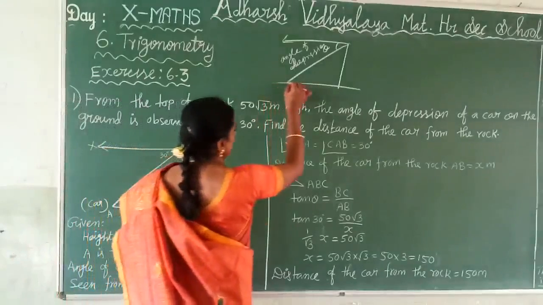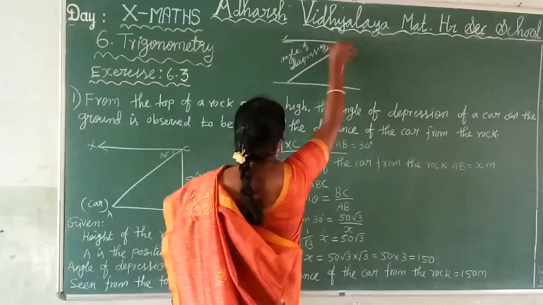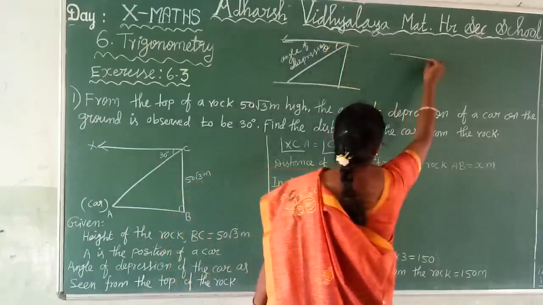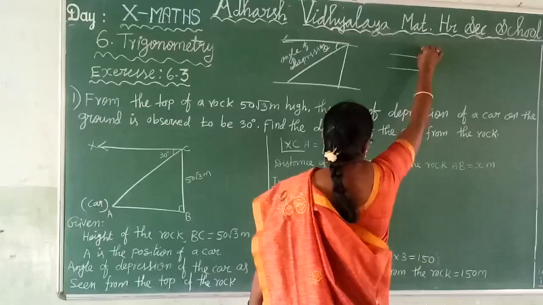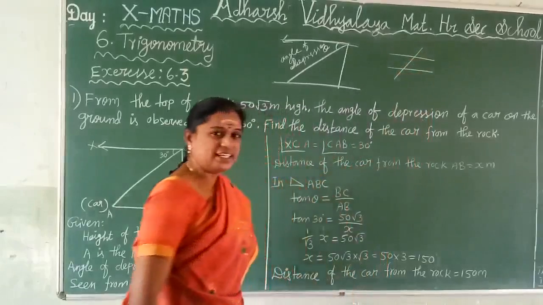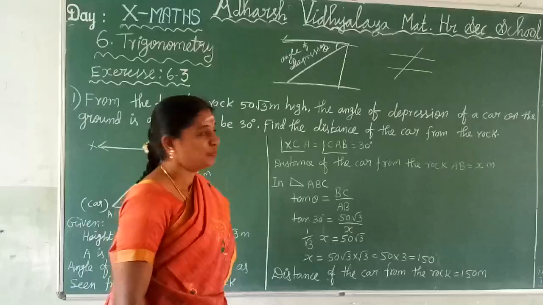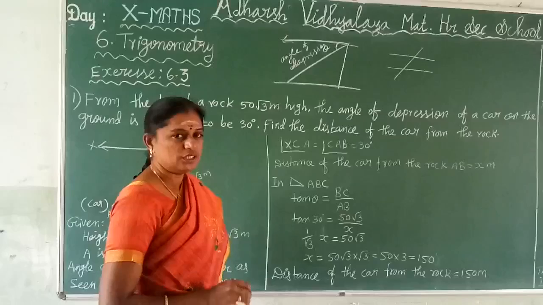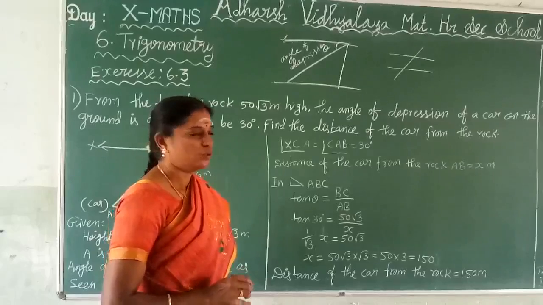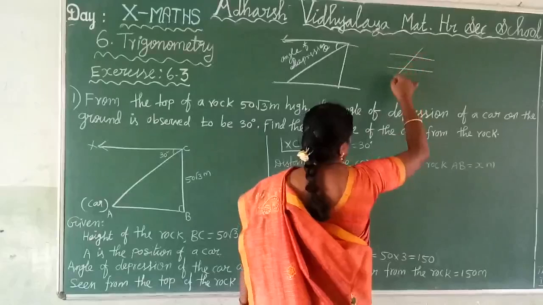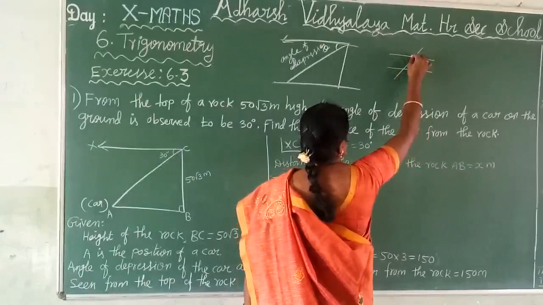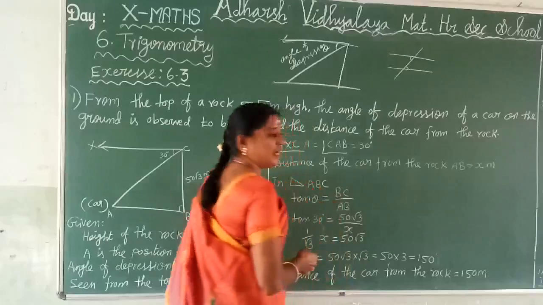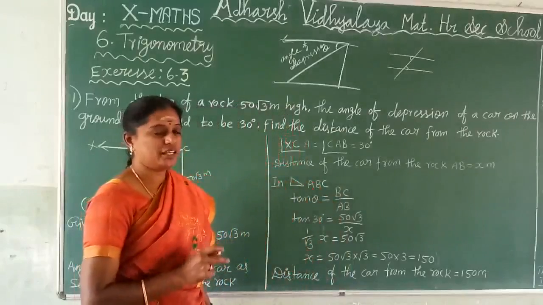This is a horizontal line, and this is also a horizontal line. So they are parallel lines. When you draw an intersecting line across parallel lines, that is called the transversal. In the transversal, alternate angles are equal. You studied this in the lower classes. These two angles are alternate angles, and the two alternate angles are equal.